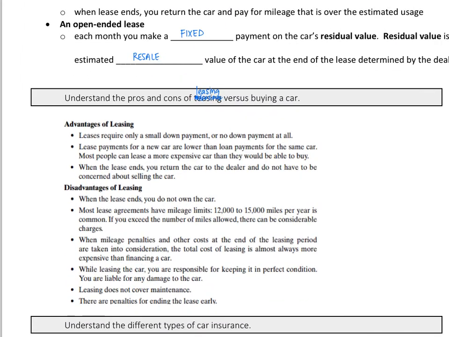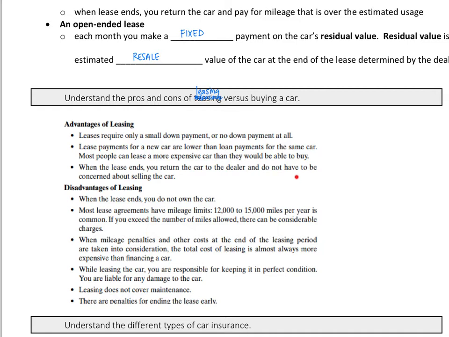Okay, so you can read through those. Lease requires only a small down payment or no down payment. Lease payments for a new car are lower than loan payments for the same car, so typically you're spending less per month. Most people can lease a more expensive car than they would be able to buy. So if you're looking to have a more luxurious car, you might be able to afford a lease rather than actually buying it. When the lease ends, you return the car to the dealer and do not have to be concerned about selling the car.